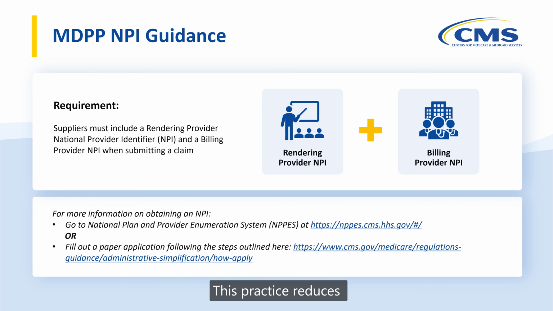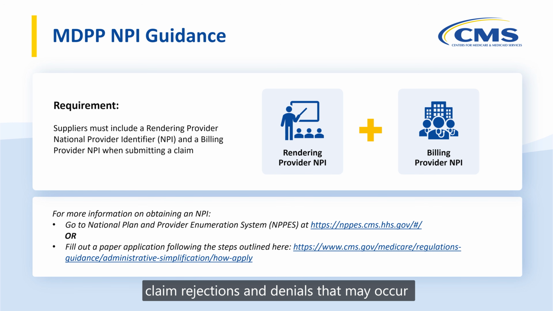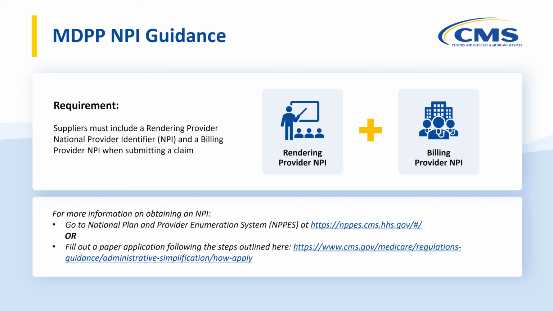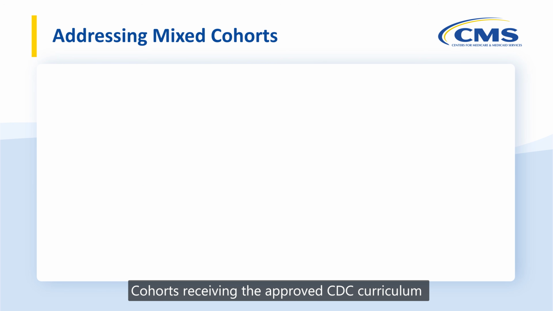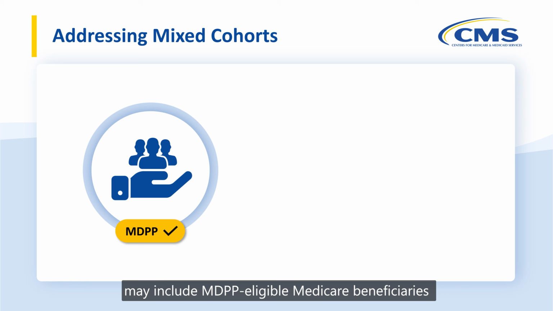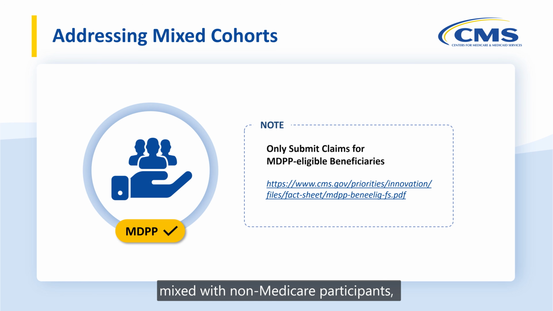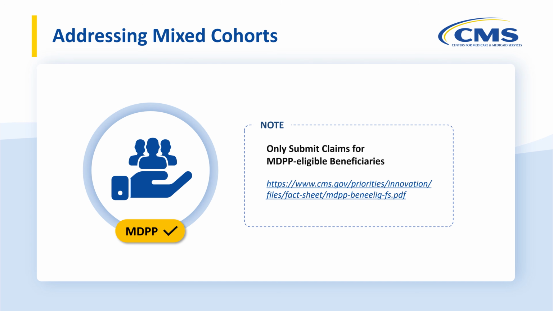Organizations must obtain a separate NPI to use in association with their MDPP enrollment. This practice reduces claim rejections and denials that may occur if multiple types of Medicare enrollment are associated with a single NPI. Cohorts receiving the approved CDC curriculum may include MDPP-eligible Medicare beneficiaries mixed with non-Medicare participants, or Medicare beneficiaries who are ineligible for MDPP. However, Medicare only covers MDPP services for eligible Medicare beneficiaries. When submitting MDPP claims for mixed cohorts, ensure that your organization only submits claims for eligible Medicare beneficiaries.